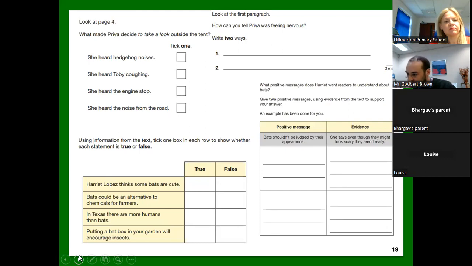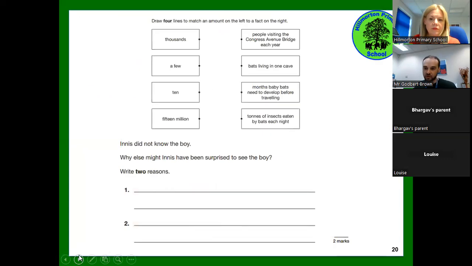At the start there, you've got true or false, tick the boxes, find this evidence, which one is correct. We've got how can you tell Priya was feeling nervous? Write 2 ways, so finding that evidence and explaining it. This one down in the bottom right here was actually a 3-mark question where they've got to find a positive message, and then next to that they need to provide the evidence, so a direct quote from the text to say, you know, she says this, or this was said in the text. So up to 3 marks is the maximum for some of the questions that are available.